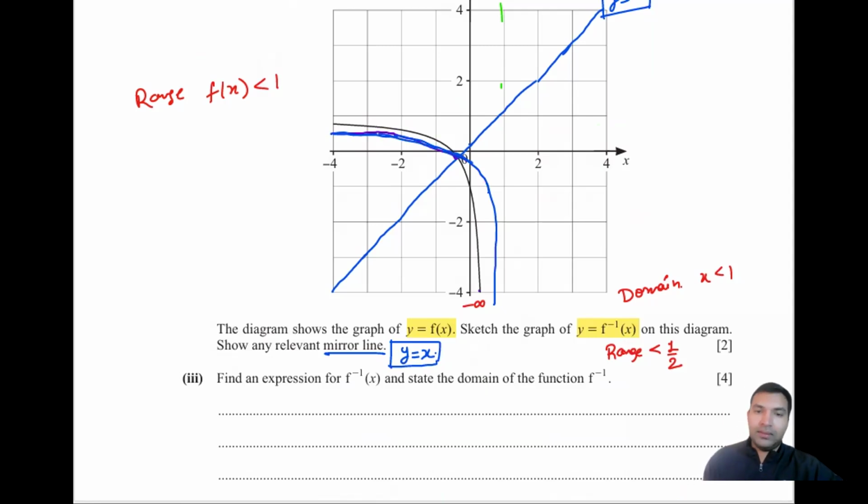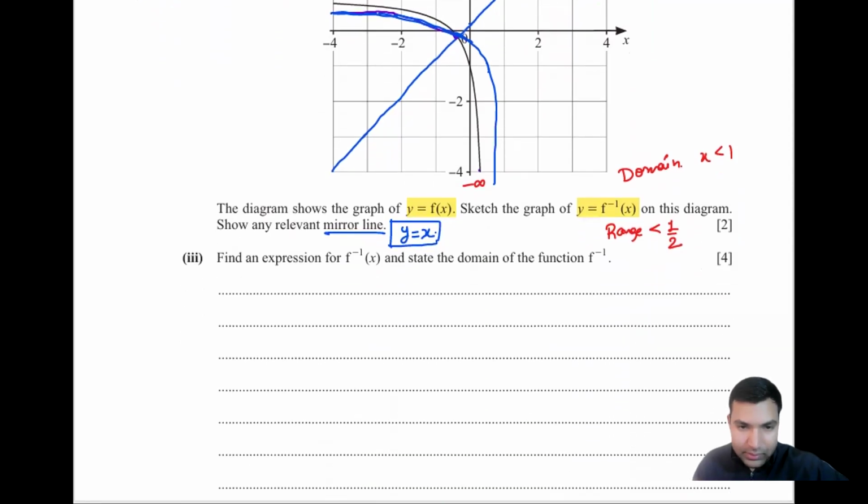Okay, so what is the first step? Draw the y equal to x line, and then domain will become range, and range will become domain. Got it? Perfect. Now they're asking the third one to find the inverse and state the domain of f inverse.